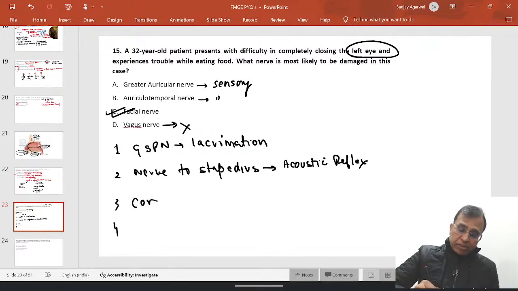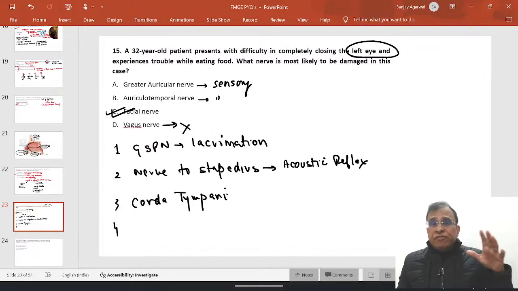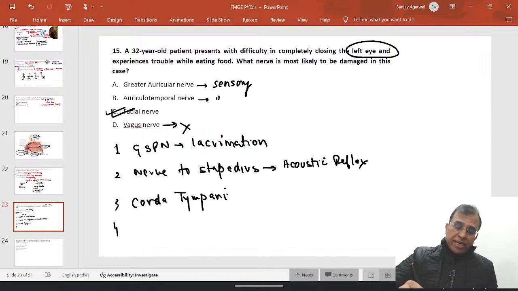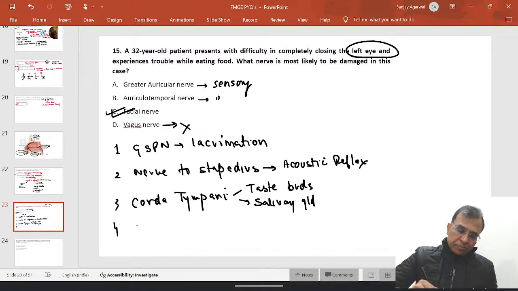Chorda tympani is the most popular branch of the facial nerve. Very, very important. It supplies taste buds on the anterior two-thirds of the tongue, and also a few salivary glands, the submandibular and sublingual salivary glands. And the last is pes anserinus.